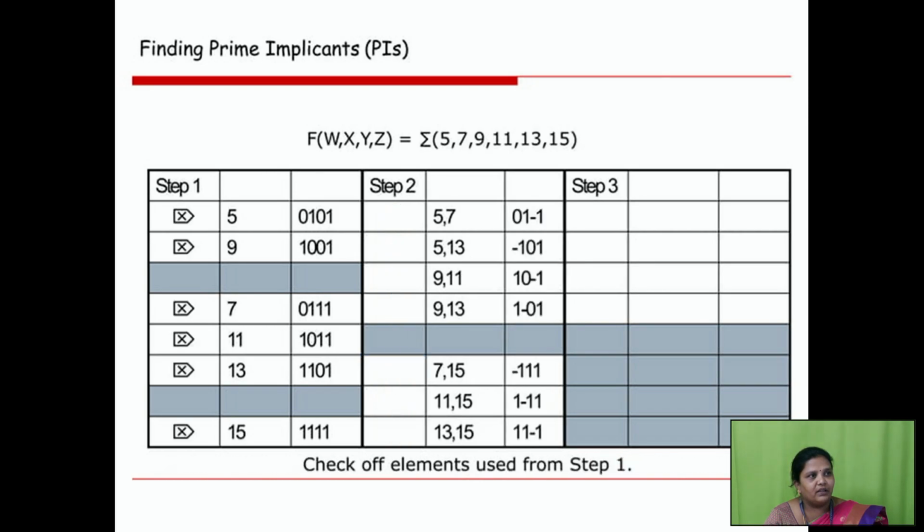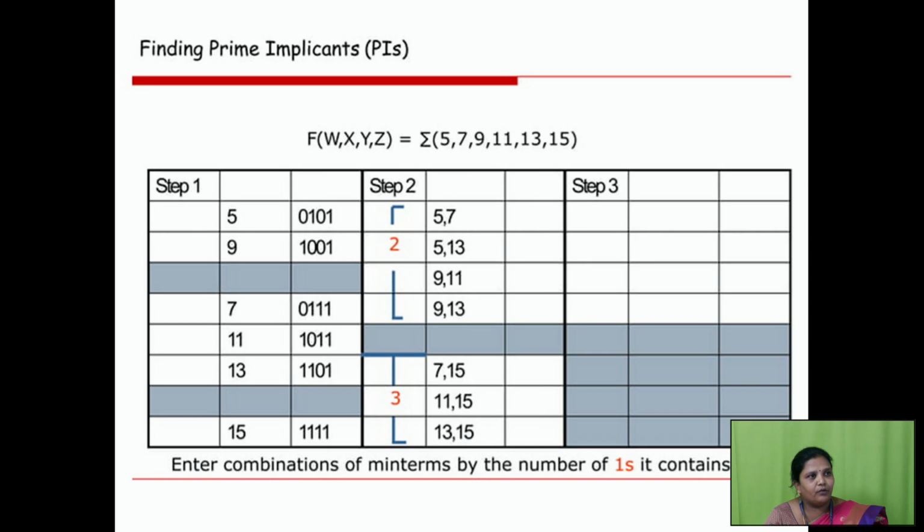Then next we compare 5 comma 11. In 5 the first position is 0, and in 11 the first position is 1. So the first position itself is changing. The next position also we check, 1 and 0, there is also a change. So this does not come under our steps, so we have to check another term.